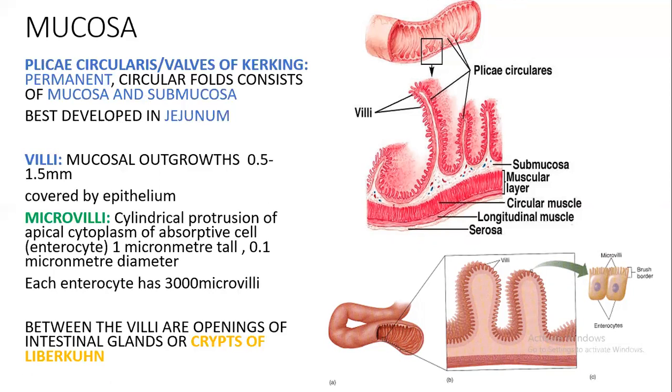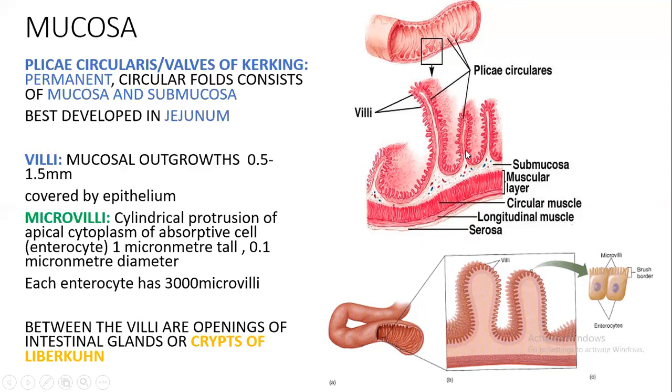Over the entire mucosa of the small intestine are small 0.5 to 1.5 millimeter mucosal outgrowths. These mucosal outgrowths project into the intestinal lumen. They are called villi. The mucosal outgrowths are covered by epithelium, and the epithelium here in the intestine comprises simple columnar epithelium consisting of the enterocyte with microvilli, and they have intervening goblet cells as well.